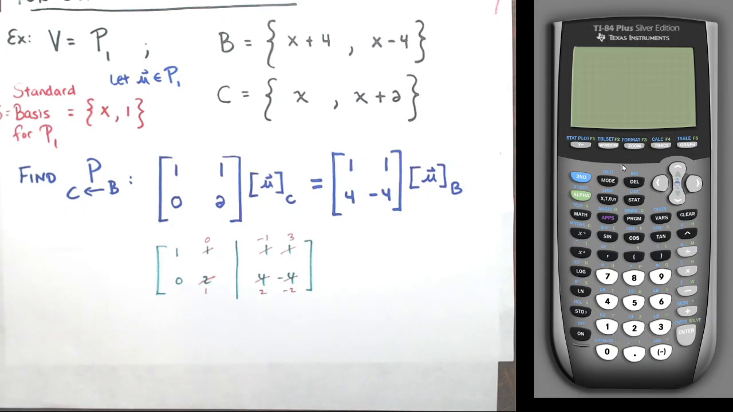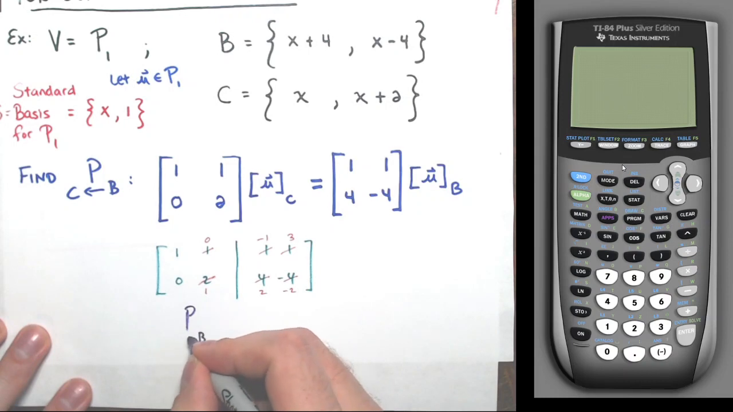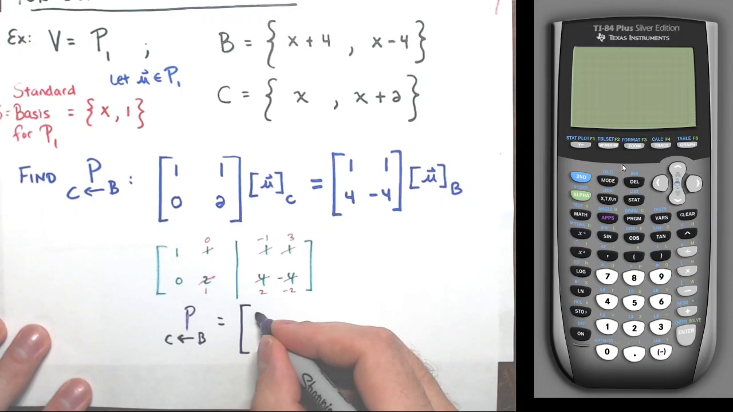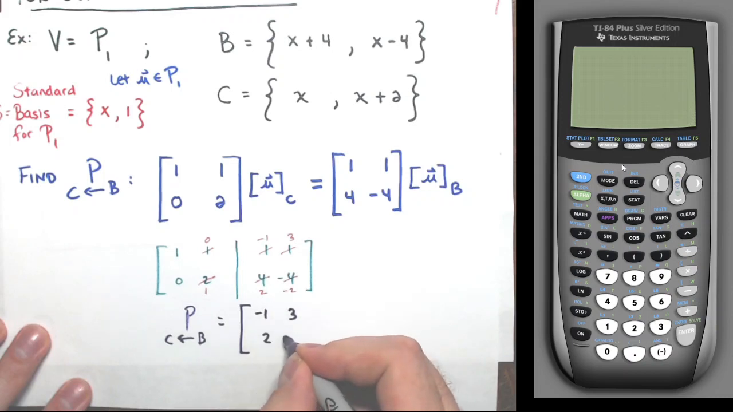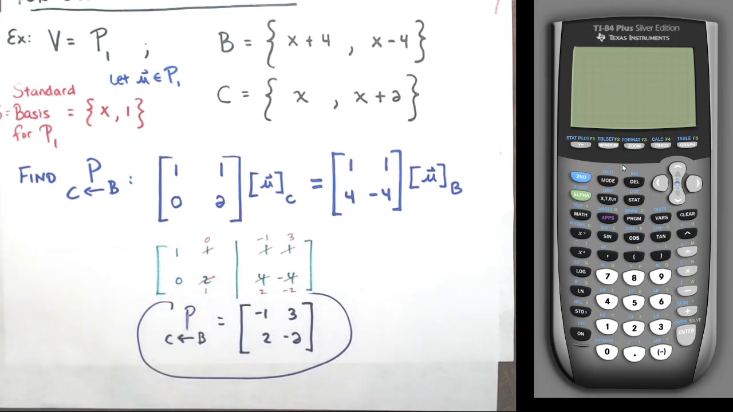So my transition matrix from basis B coordinates to basis C coordinates looks like negative 1, 3, 2, negative 2. All right, and let's test this out. This is the last thing I'm going to do. Long video, sorry.